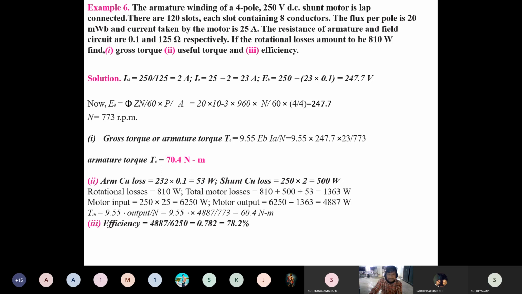Now they have given the rotational losses. So we determined the copper losses, that is armature copper loss and shunt field copper loss, and they have given the rotational loss, that is the constant loss. Now total losses is armature copper loss plus shunt field copper loss plus rotational losses, that is 810 plus 500 plus 53, that is 1363 watts. And we already determined the input 6250. Therefore output is equal to 6250 minus 1363, that is 4887 watts, right?